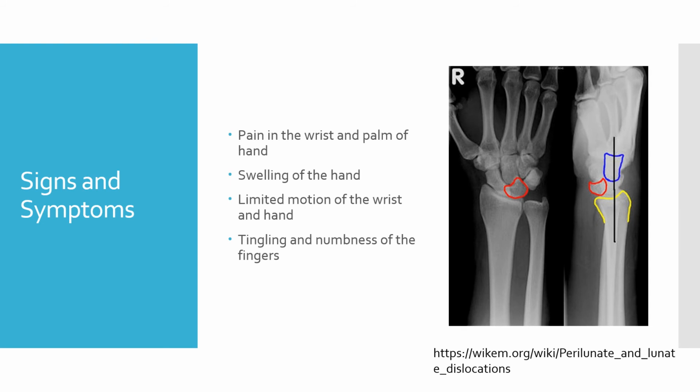Signs and symptoms will be pain in the wrist and palm of the hand, swelling of the hand, limited motion of the wrist and hand, and tingling and numbness of the fingers.